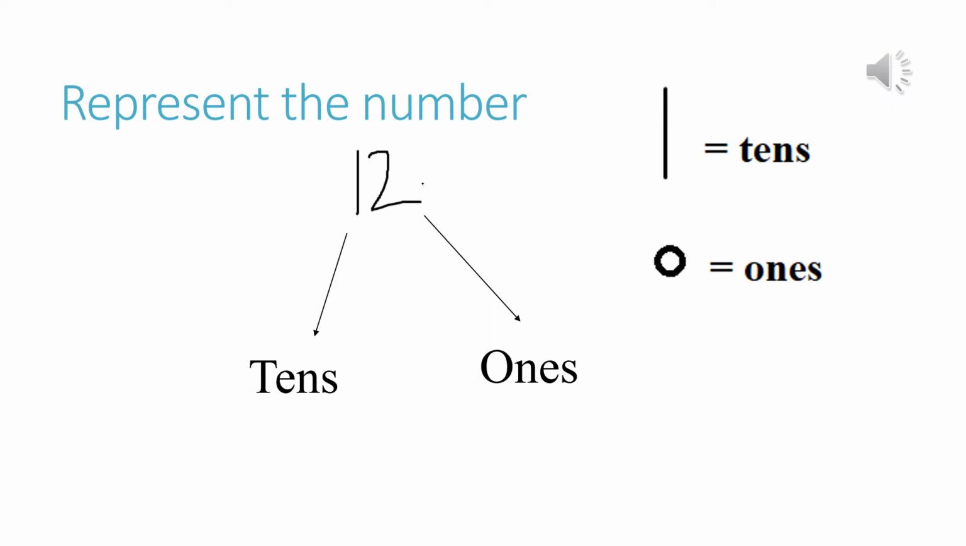Before I start representing the number, I need to understand that in order to represent my ones, I have to draw circles. And in order to represent the tens, I will have to draw lines. So for my number, I have 2 ones, so I'm going to draw 2 circles, and I have 1 ten, so I will draw 1 line.